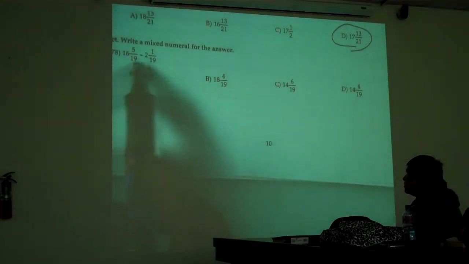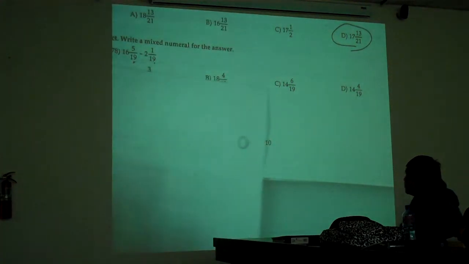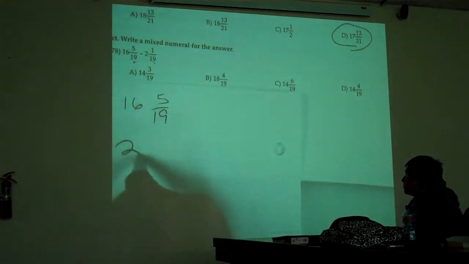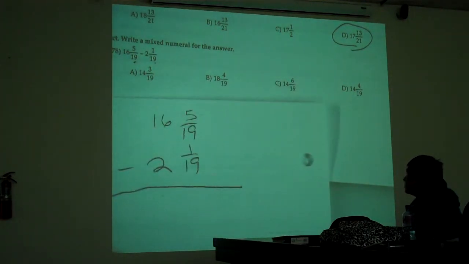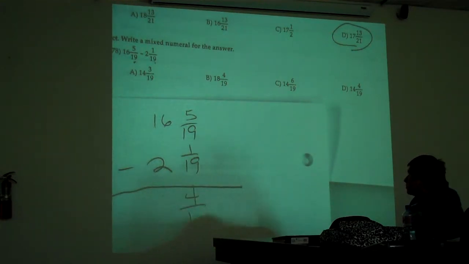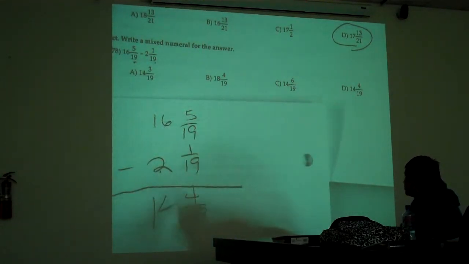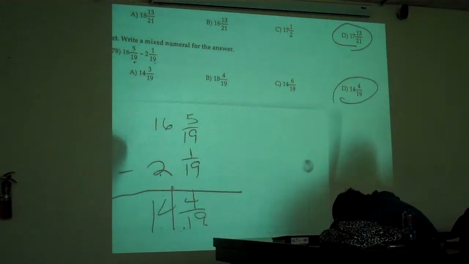78, we have a common denominator. Now instead of adding, we're subtracting. We have 16 and 5/19 minus 2 and 1/19. Okay, fractions first. 5/19 minus 1/19. 4/19. 5 minus 1. 16 minus 2? 14. This won't reduce, will it? So we have 14 and 4/19, which is D.